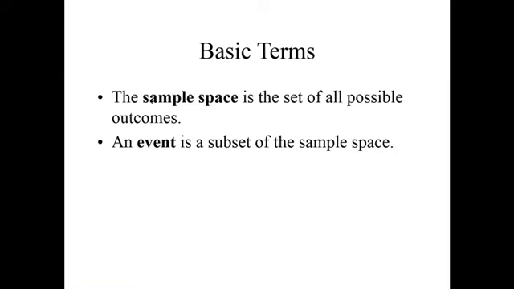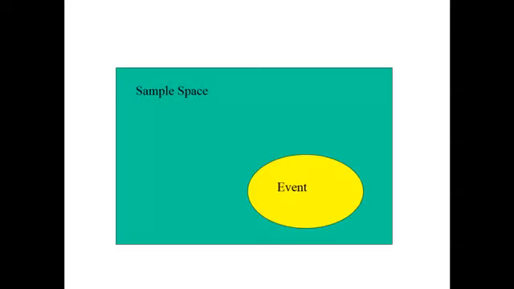The first of these is the sample space. The sample space is the set of all possible outcomes. And an event is a subset of the sample space. So when we look at this in terms of the Venn diagram, the sample space is everything that could possibly happen, and an event is just a collection of some of the things that happen.